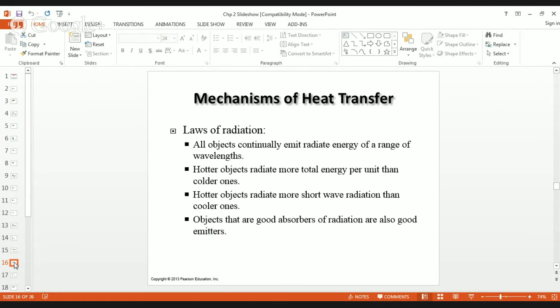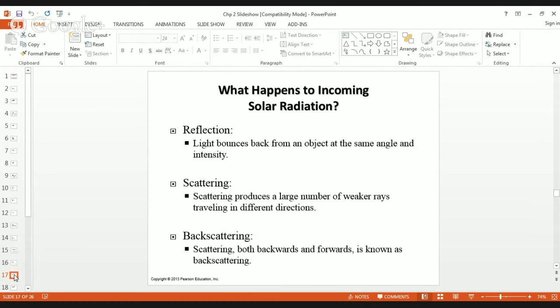Objects that are good absorbers of radiation are good emitters. So if we have an object or a substance and we have an industrial use for it and it's absorbing energy quite well, it should, in theory, emit that energy nearly as well.